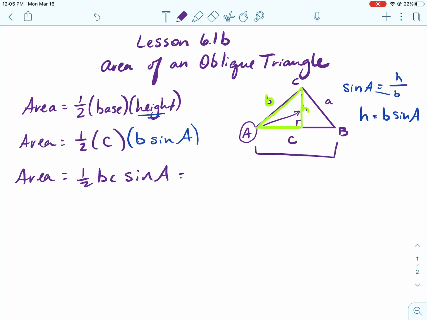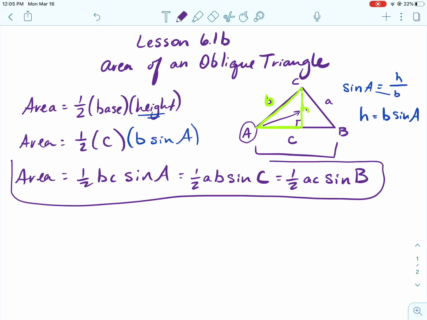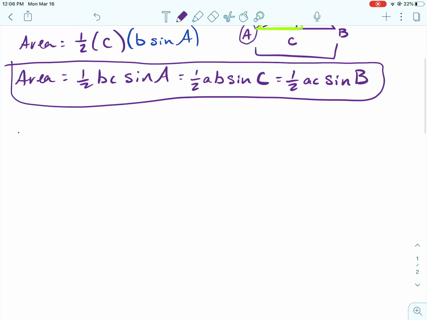Now, depending on what you're given in the triangle, we can kind of change this up. So as long as the two sides don't match the same letter as your angle, we can rearrange this. So it can also be 1/2 AB times sine of C. It also can be 1/2 AC times sine of B. So you just look at what you're given. The two sides don't need to match the angle.